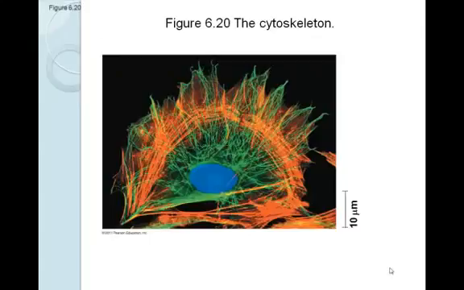This is a photo taken with a fluorescence microscope and shows microtubules stained with a green dye and microfilaments stained with red. The nucleus, not part of the cytoskeleton, is stained with blue. Note that the intermediate filaments are not shown in this figure, but we'll see them a bit later.